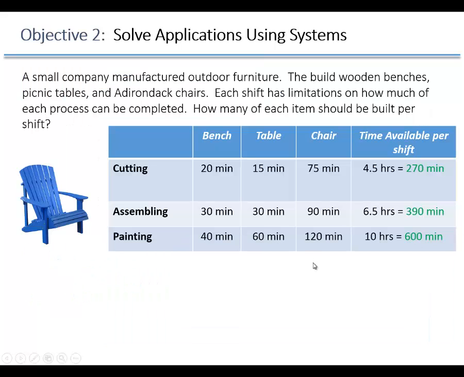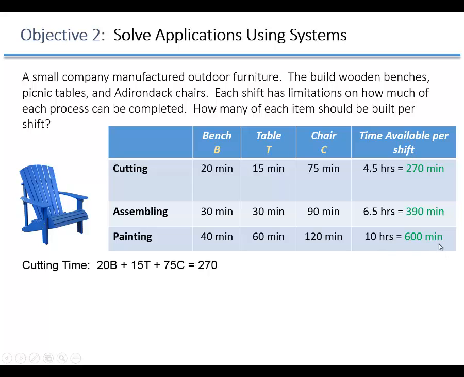So, the first thing we have to recognize here is that our time values, since we're talking about minutes for each of the individual steps, we should turn our limitations into minutes as well. So 4.5 hours is 270 minutes, 6.5 hours is 390 minutes, and 10 hours is 600 minutes.